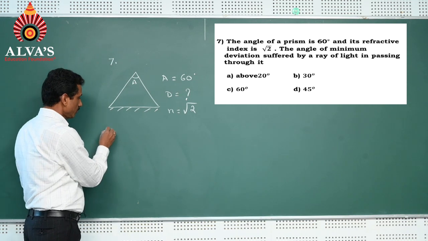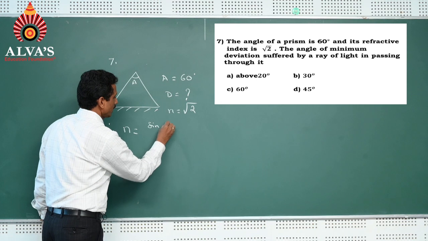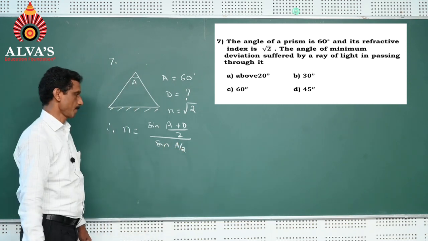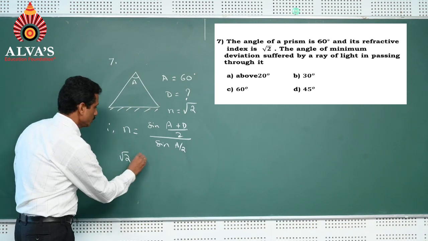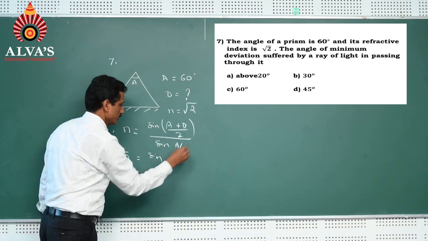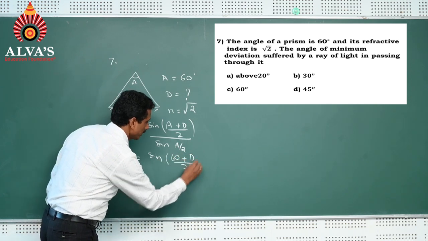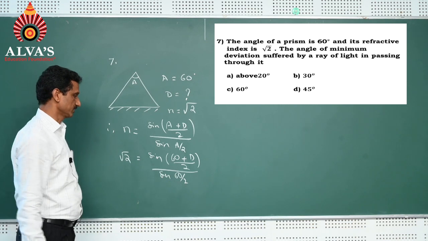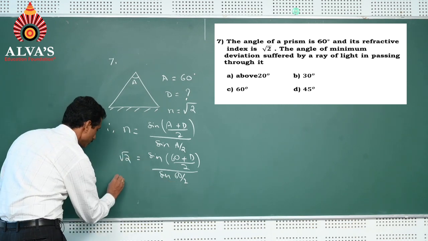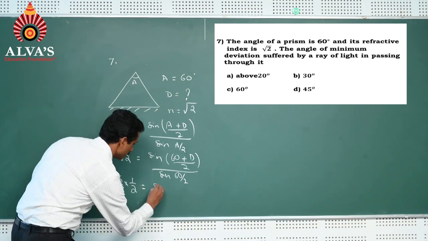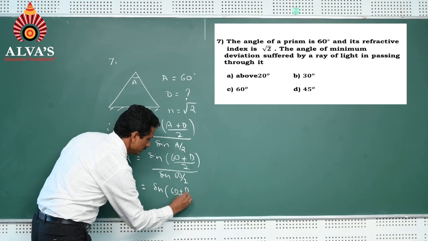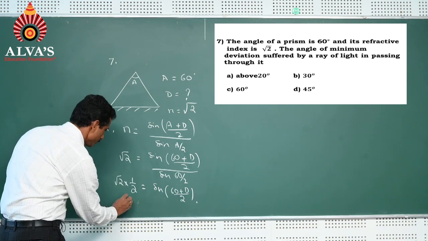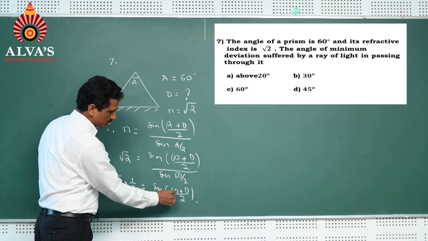Refractive index is given. It is √2. Therefore, using the formula, n is equal to sine of (A plus D) divided by 2, divided by sine of A by 2. Substituting, √2 is equal to sine of (60 plus D) divided by 2, divided by sine 60 by 2. Sine 60 by 2 is sine 30. Sine 30 is half. Bring it here. √2 into 1 by 2 is equal to sine of (60 plus D) divided by 2. That is, here it is 1 by √2. This side, 1 by √2 is sine of (60 plus D) by 2.